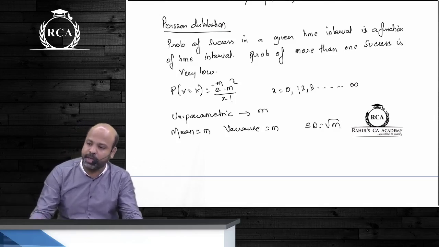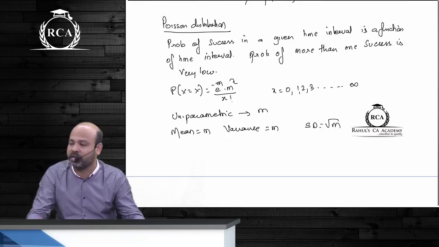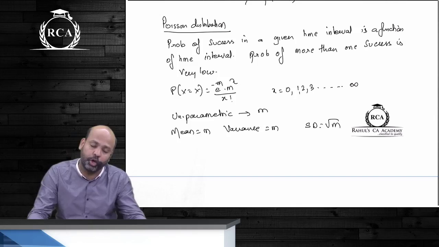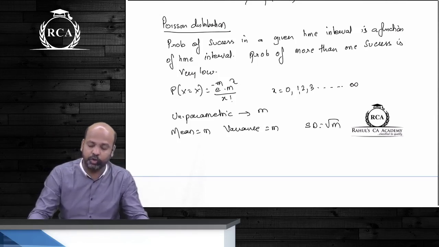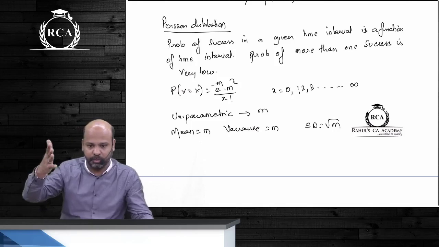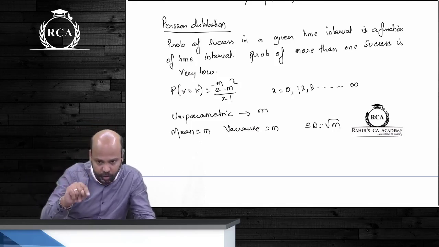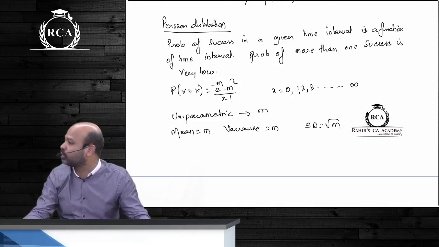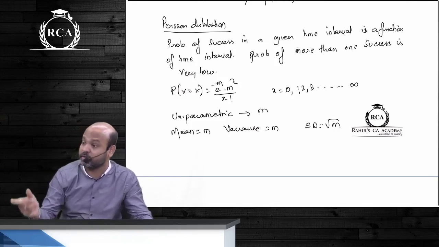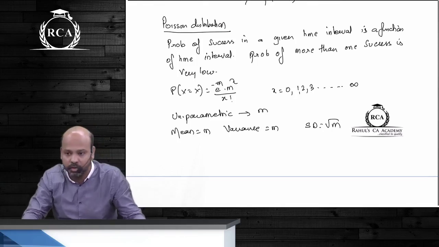Once you know m, guys, the probability function for Poisson distribution will be e power minus m into m power x divided by x factorial. Unlike binomial distribution where the total number of successes will end with some value, in Poisson distribution x starts from 0, goes up to infinity. x will be 0, 1, 2, 3, 4, and so on till infinity. Because the number of trials is an infinite value.